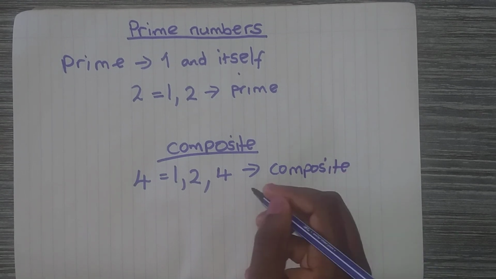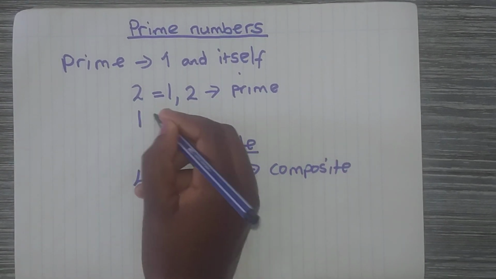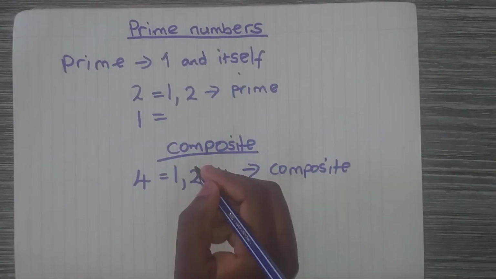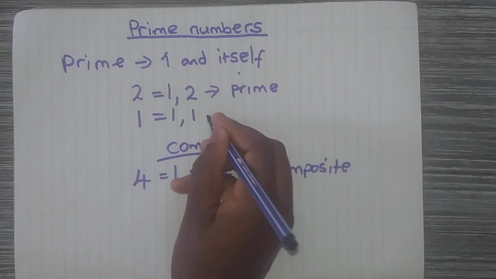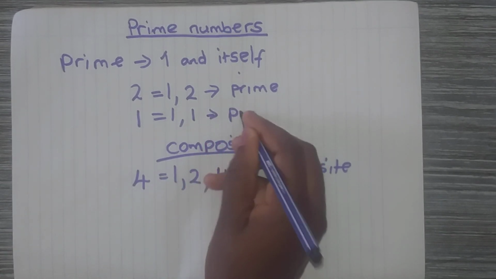Another example of a prime number is 1. The only two numbers that can be divided into 1 are 1 and 1. Therefore, 1 is prime.